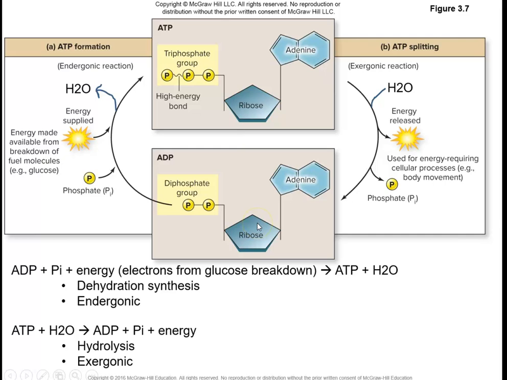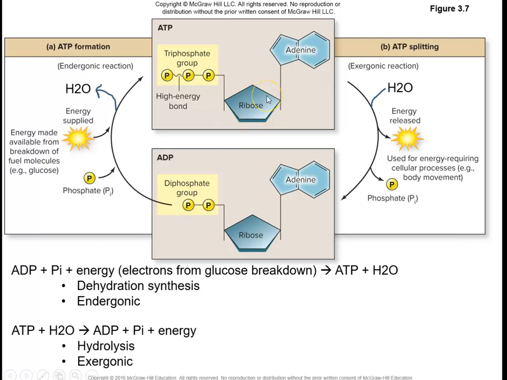So you have ADP here, and ADP has three parts to it. It has the nitrogenous base, adenine. It has a 5-carbon sugar, ribose, and it has 2 phosphate groups hanging out. When this is combined with inorganic phosphate and energy, water is given off and ATP is formed. This third phosphate is plugged in right here. This requires energy, so it's an endergonic reaction.